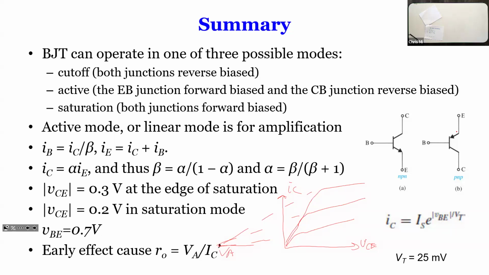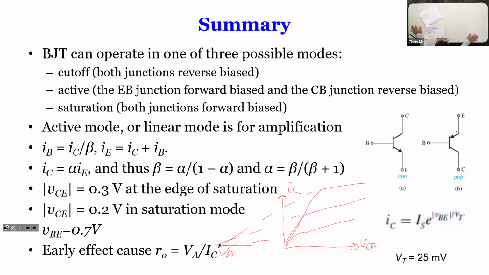It's going to be your early voltage. And early voltage divided by IC gives you the early resistance. And that's where our equivalent circuit had that resistance in place. Okay, so I think that's all we cover in chapter 6.